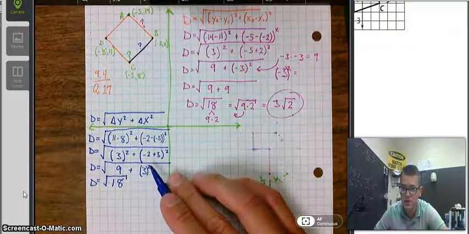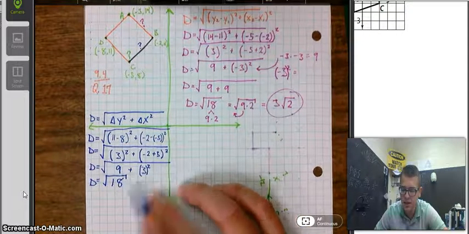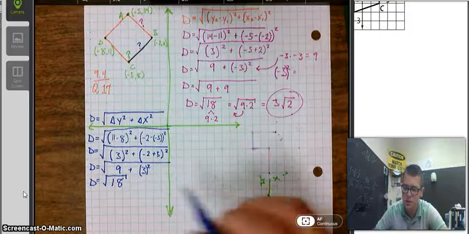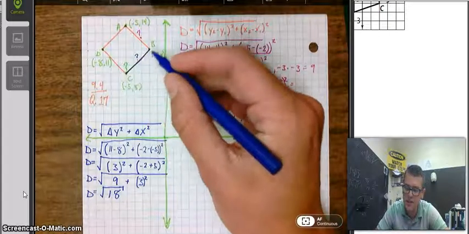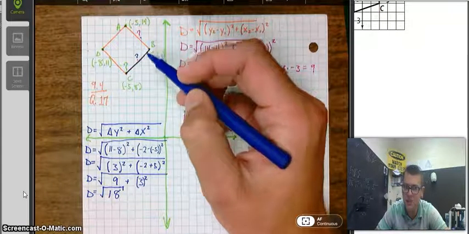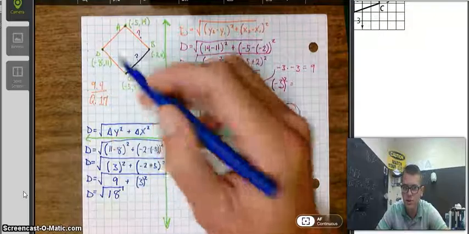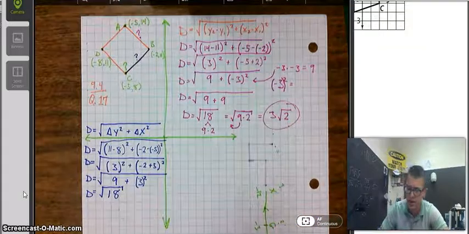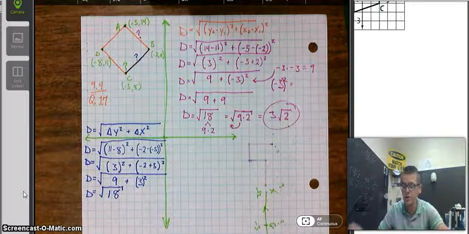I know that 3 squared is going to be 9 again, so I get 9 plus 9, and we get radical 18, which shows me that this distance from B to C is the same as the distance from A to B. I could continue to do this process all the way around and check the other 4 distances, but in the sake of time, I'm not going to do all that here.